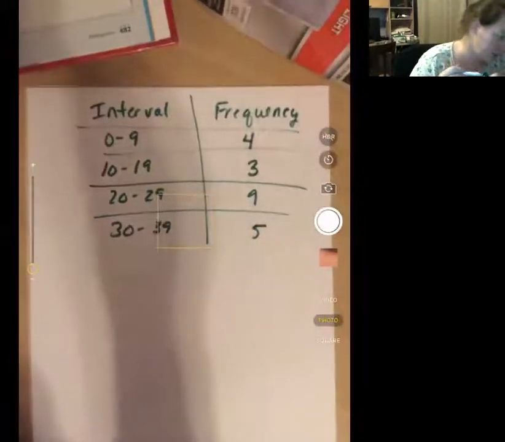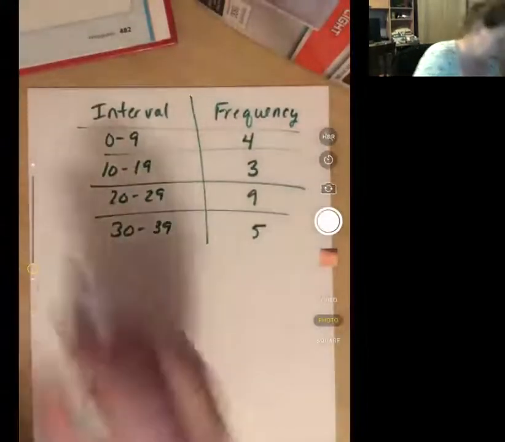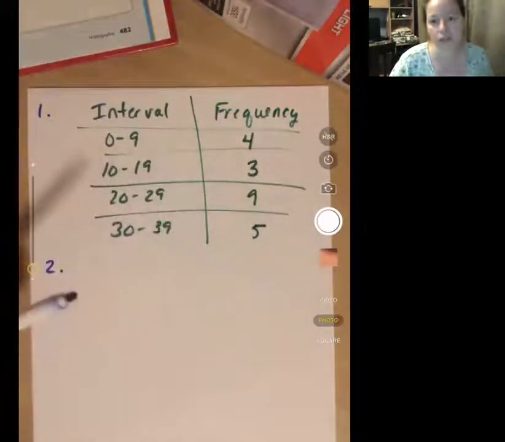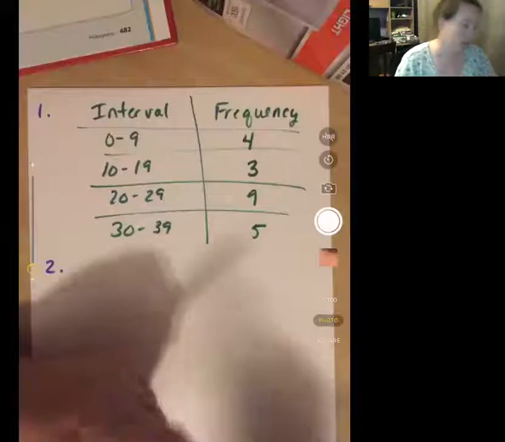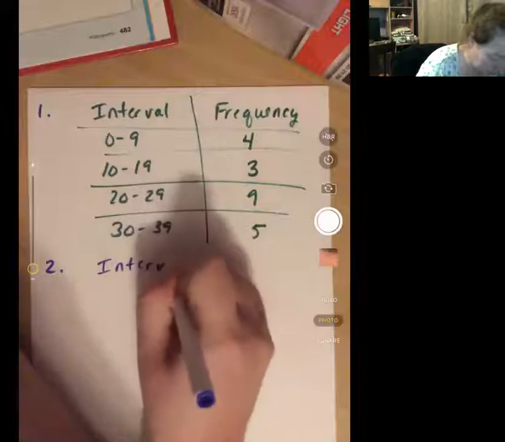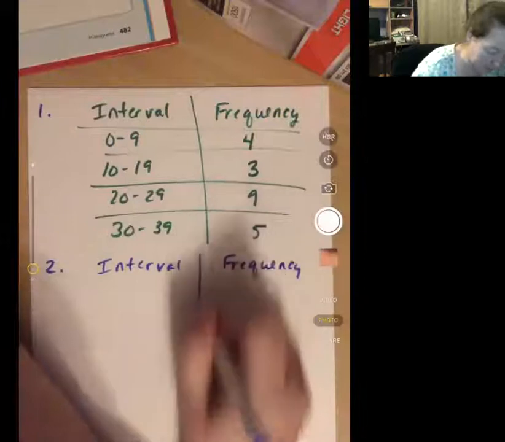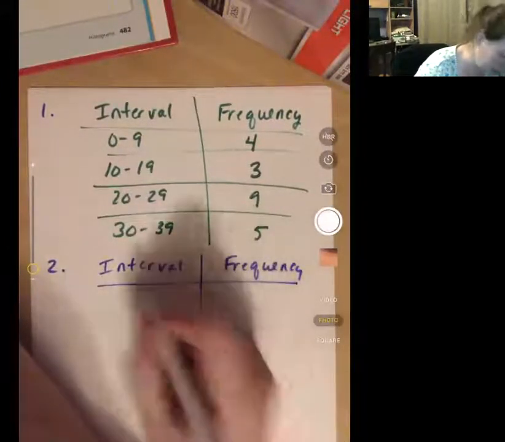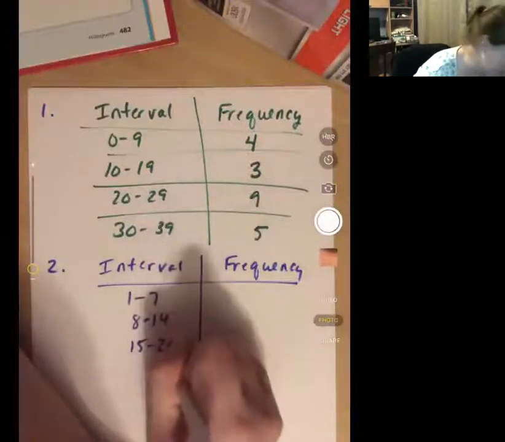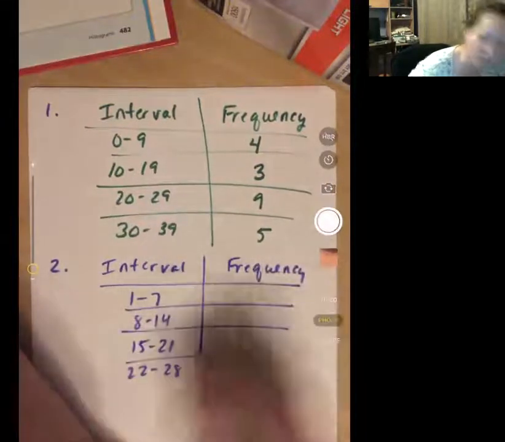Number two, complete the frequency table and the histogram. So that was number one. This is number two. Just a sec. So we have our interval and our frequency. Boom. 1 to 7, 8 to 14, 15 to 21, and 22 to 28. Okay?